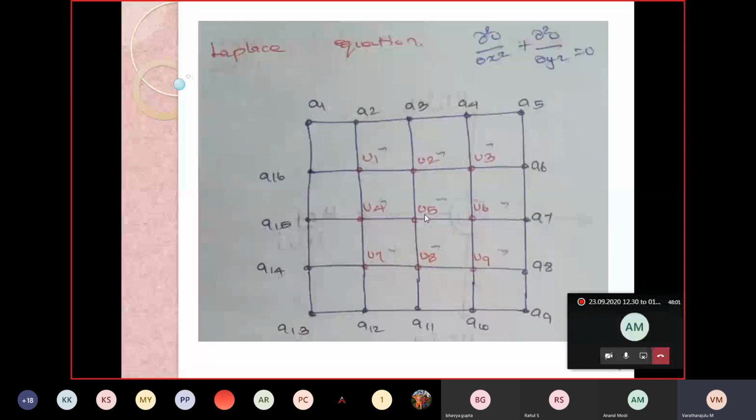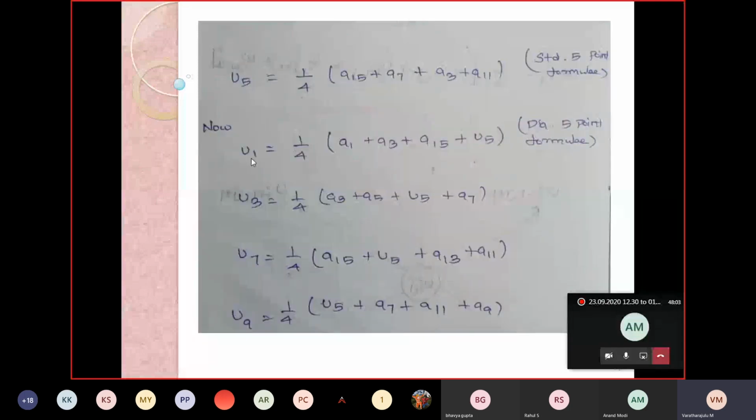Okay. Now concerning U1, U3, U7, and U9, by applying the diagonal 5-point formula, we can find these U1, U3, U7, and U9.